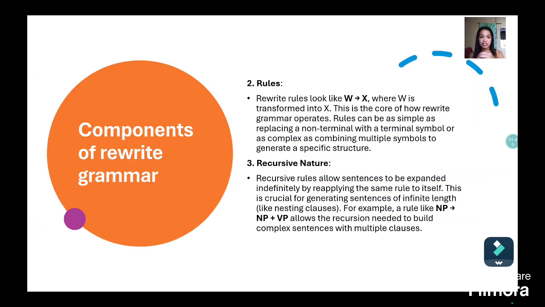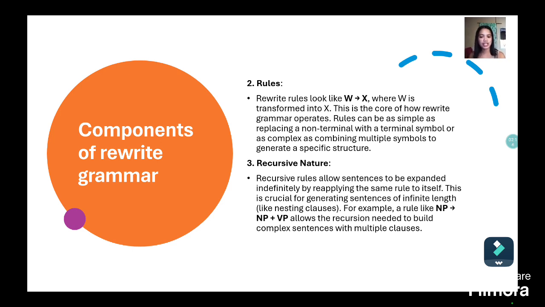Again, this is the continuation of the components of rewrite grammar. Number 2, rules. Rewrite rules look like W followed by X, where W is transformed into X. This is the core of how rewrite grammar operates. Rules can be as simple as replacing a non-terminal with a terminal symbol, or as complex as combining multiple symbols to generate a specific rule.